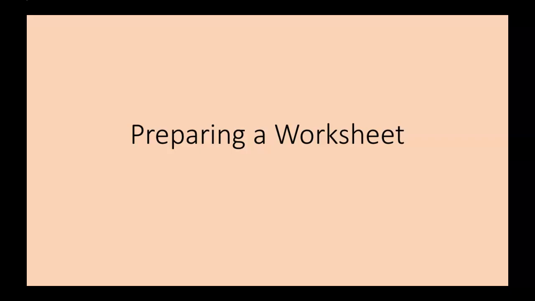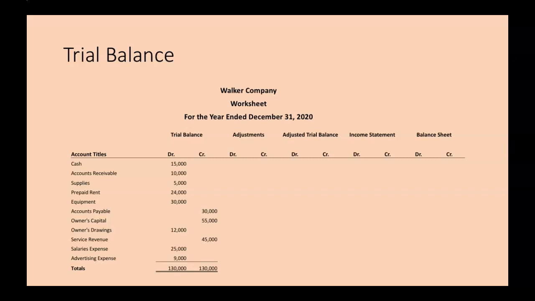Let's walk through the steps of how to prepare a worksheet. So the first step is to fill out the trial balance section. You'll list out all of your accounts in order of assets, which are in order of liquidity, then your liabilities, then owner's capital, owner's drawings, revenues, and expenses. You'll list out those accounts and then list their balances in either the debit or the credit column. Then you'll add up your debits and credits and make sure that they equal.